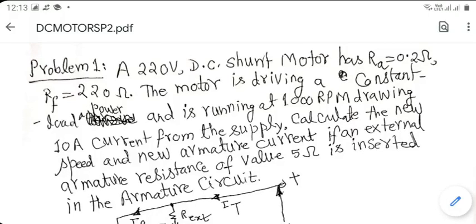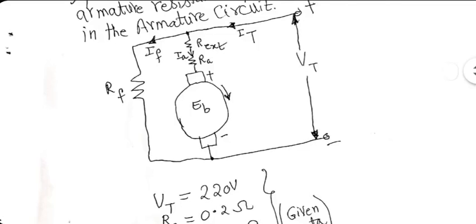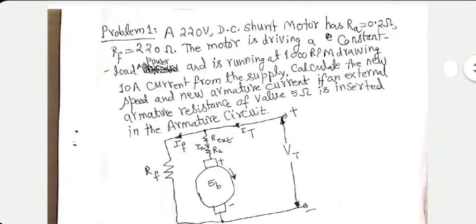Calculate the new speed and new armature current if an external armature resistance of value 5 ohm is inserted in the armature circuit. I've drawn the second situation. First situation is when R external is 0. That is part 1. That's very easy to figure out. But in the second case, what happens? What will be the new armature current and what would be the new speed? That's the question.